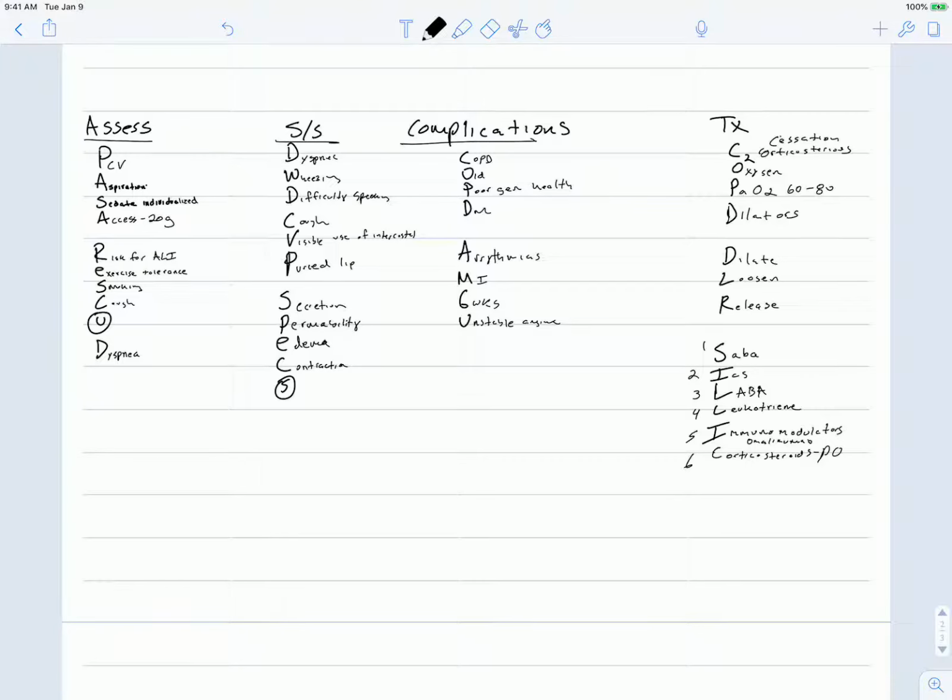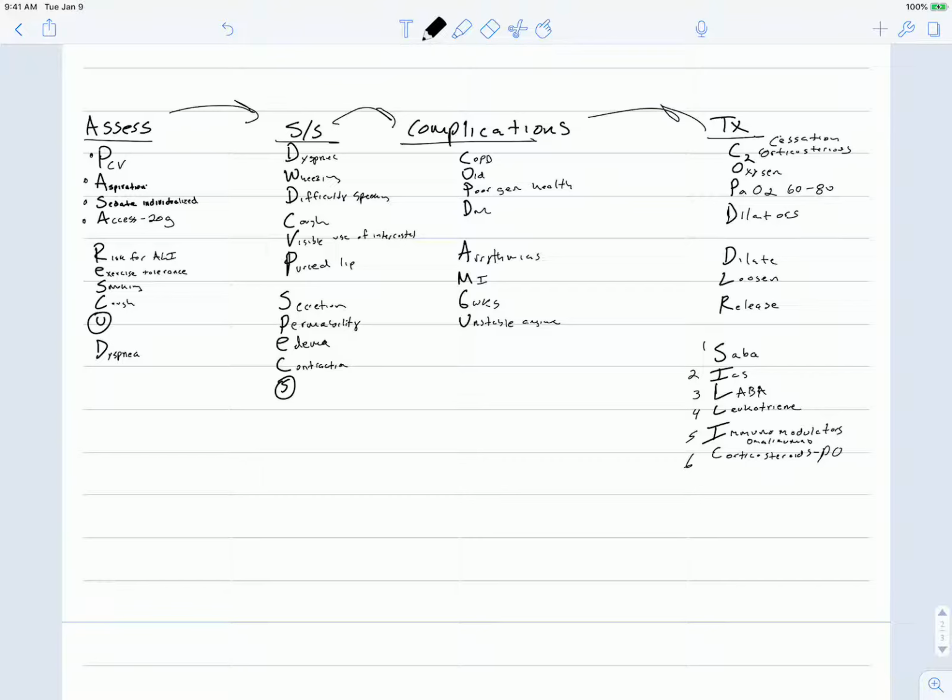The first one under assess is going to be you're going to preoperatively, so that's what the P stands for, check your ASA. In this scenario, ASA stands for aspiration precautions, which would be prokinetics and H2 antagonist. And then you're going to individualize sedation, so push to effect. You're going to make sure you have a 20 gauge access. And then P for pre-op actually stands for PCV. So that's making sure you have pressure controlled ventilation in case you have a bronchospasm or air trapping and you want to limit your pressures.